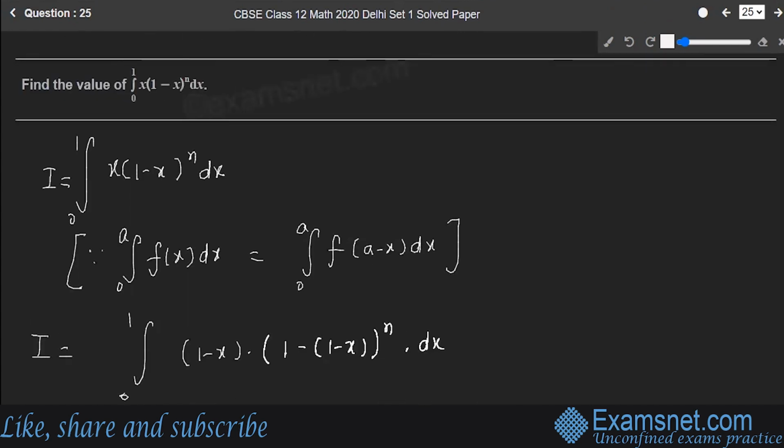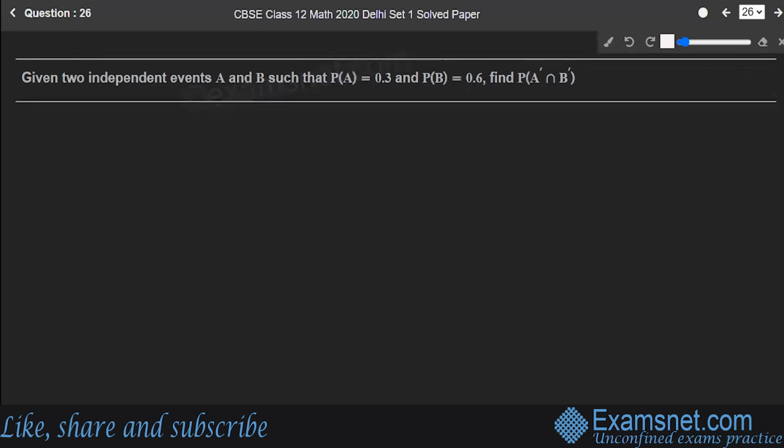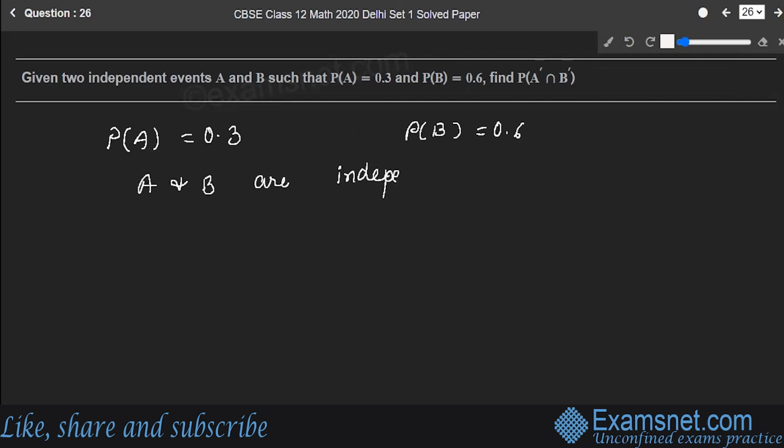Question number 26. It says you are given two independent events A and B such that probability of A is 0.3 and B is 0.6. You have to find out the probability of A not intersection B not. You are given P(A) is 0.3 and P(B) is 0.6. You are given A and B are independent events.